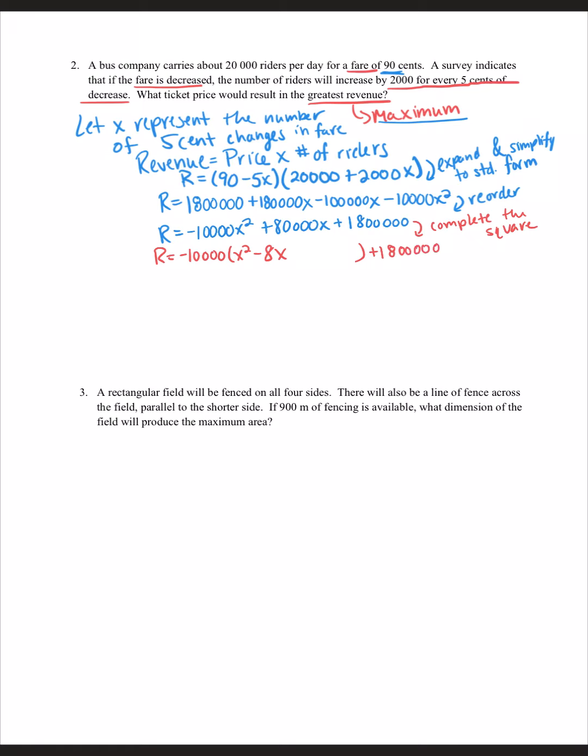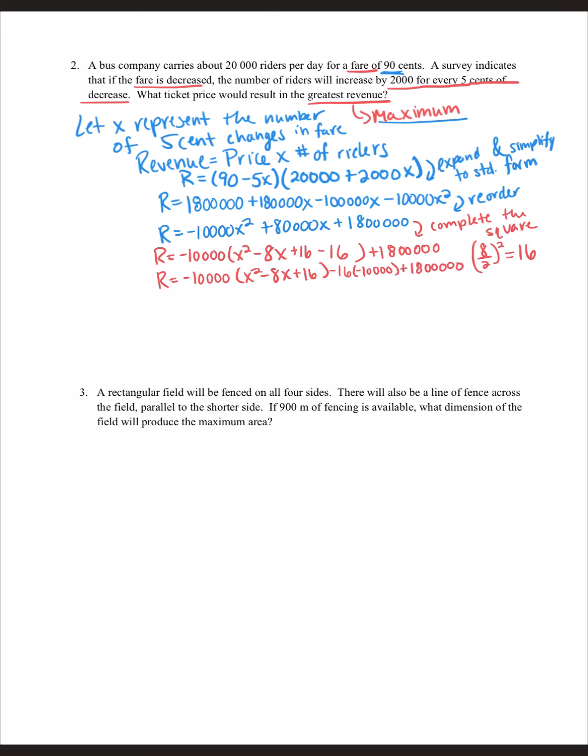Inside my bracket, I know I need to take my b term, cut it in half, and square it. So 8 divided by 2 is 4. 4 squared is 16. I'm going to add 16 and minus 16 inside my brackets. So I'm going to have negative 10,000, and we'll have x squared minus 8x plus 16. We'll bring that negative 16 out, remembering to multiply it by that negative 10,000 when we do so, plus 1.8 million.